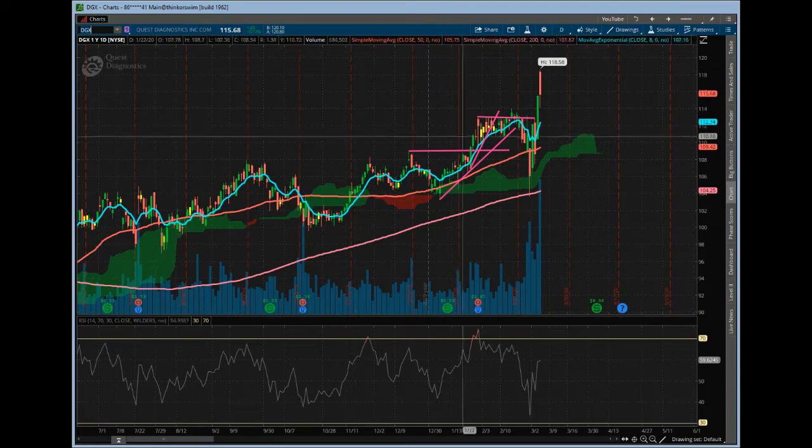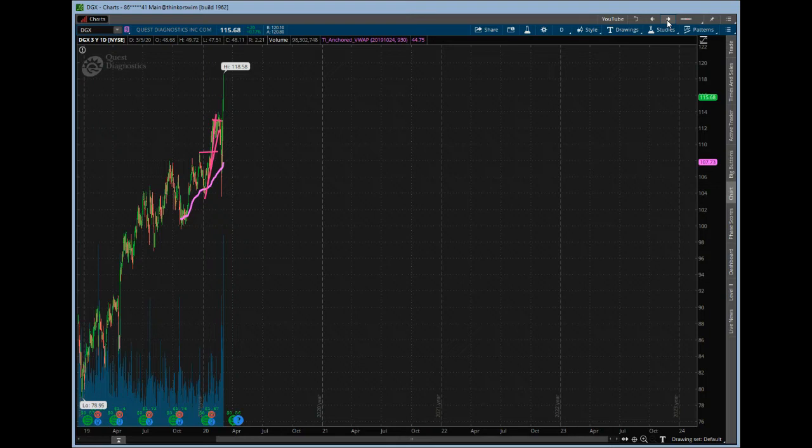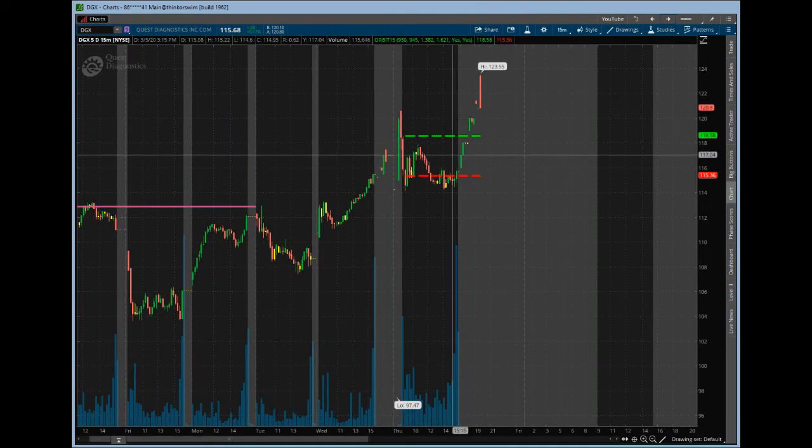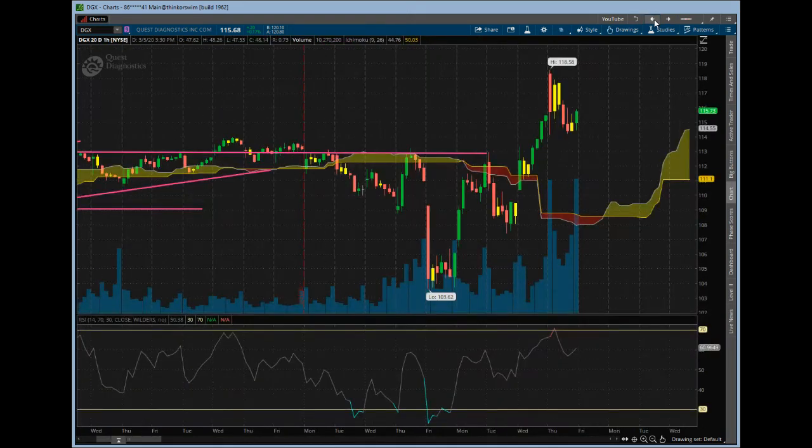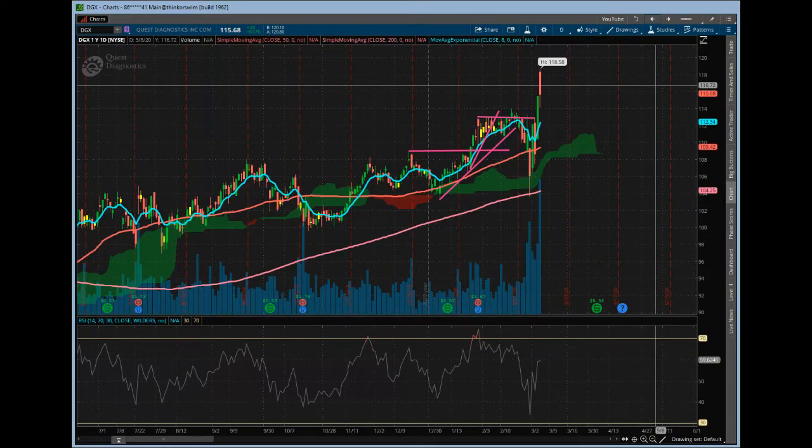Quest Diagnostics, yeah, so more diagnostic testing, more kind of Corona type stuff. I think LH, LabCorp, had a pretty big move today as well. I know they got halted at one point, but yeah, DGX, nice move right there.